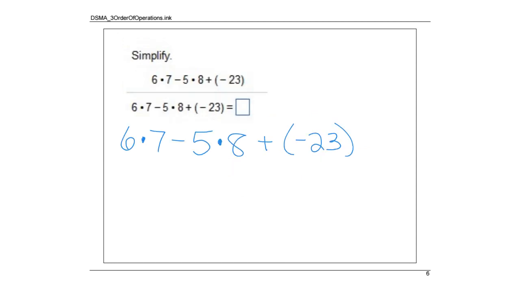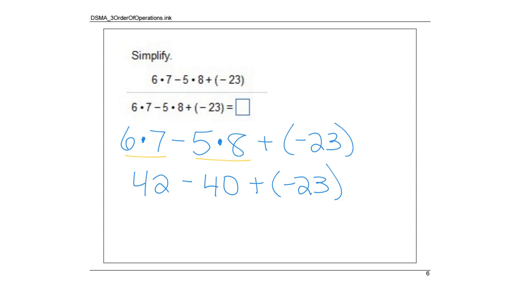Okay, so we have parentheses, but there's nothing to clean up inside the parentheses. I'll get to one of those soon. There's just a -23 sitting there denoting a negative number. No exponents, so let's go ahead and take care of multiplication and division. So we're going to work from left to right. We have 6 times 7. That gives us 42. Then we have 5 times 8. So that's 40, and then plus -23.